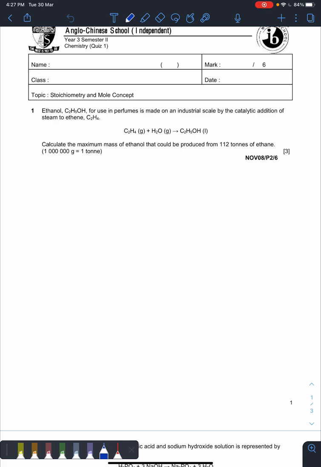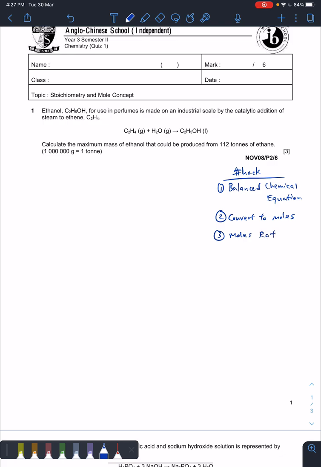Okay, now let's take a look. How do we do this? So remember your hashtag hack. Number 1 is balance chemical equation, which in this case is given. Yay! Second step, you will convert the numbers given to mole as much as you can. And lastly, mole ratio. So this doesn't fail. So first step is already given, well done.